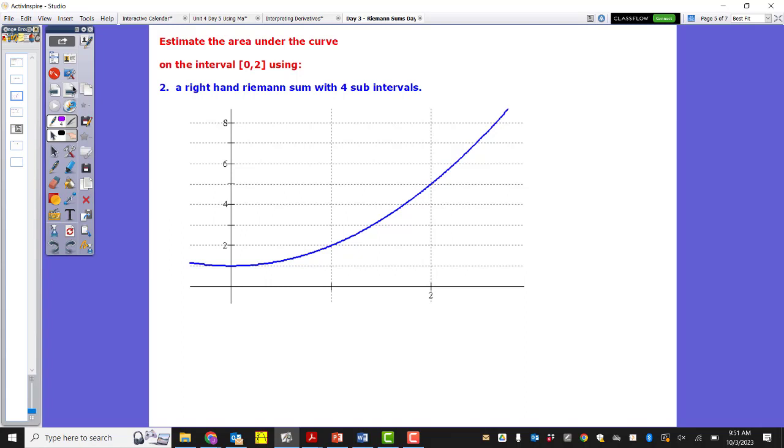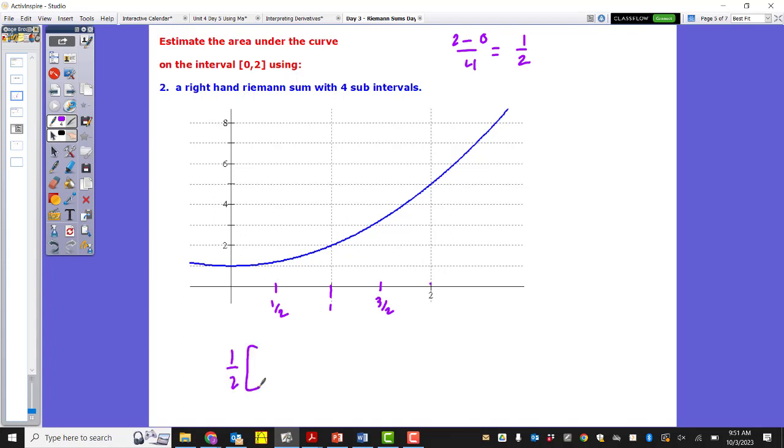So 4 subintervals means we need to take the whole area from 0 to 2 and break it into 4 equal subsections. So we have 0 to 2, so 2 minus 0 over 4. That means we want subintervals of 1/2. So we'll break it into 1/2, 1, 3/2, and 2. So our subinterval is 1/2.